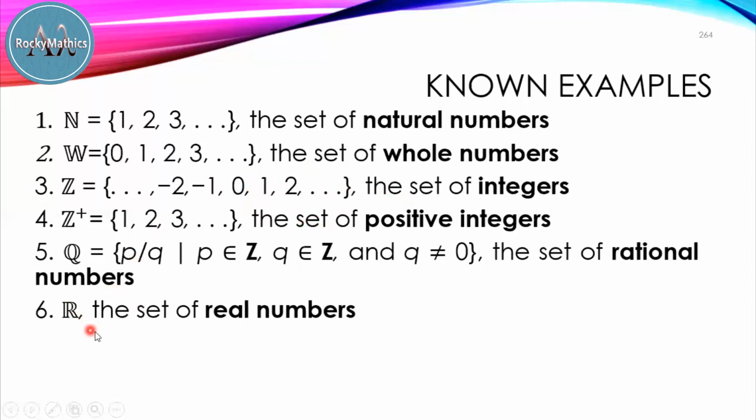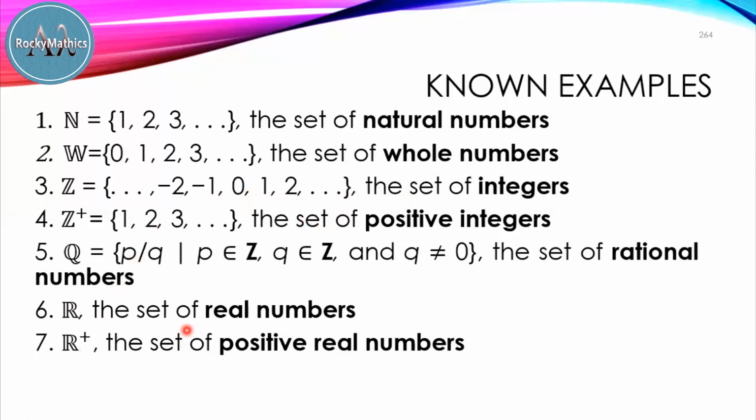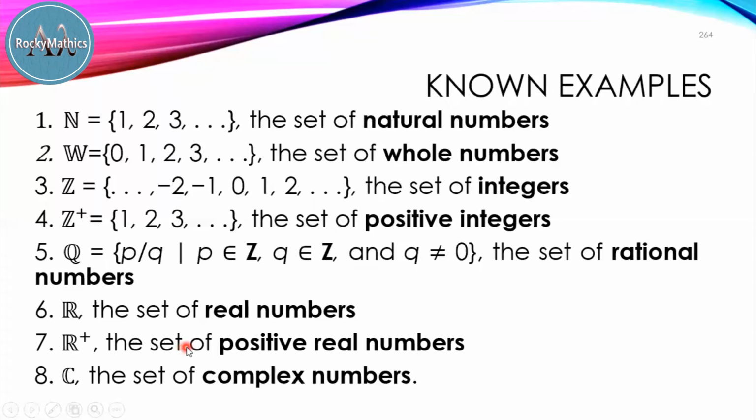Now, R here is the notation for the set of real numbers. You're already familiar with this, and you can draw a real number line where the set of real numbers are. Then R plus is the set of positive real numbers, so you only consider the real numbers that are positive. And the last one is the set of complex numbers, that involves complex numbers of the form A plus Bi, where i is the imaginary number. Okay, so these are some known examples of sets.